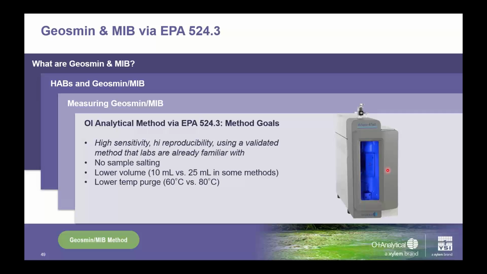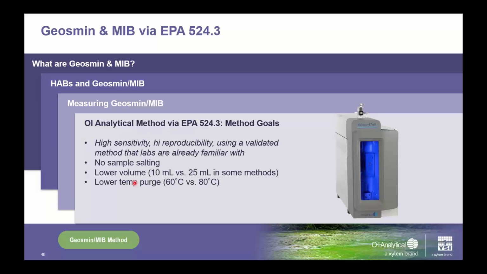Now, another thing we wanted to accomplish is in the past, people have used purge and trap systems for looking at Geosmin and MIB, but you have to add salt as a pre-treatment step to your samples. We wanted to see if with this newer purge and trap, we could get the same or better results without salting the samples. The other thing we wanted to accomplish was using less sample volume.